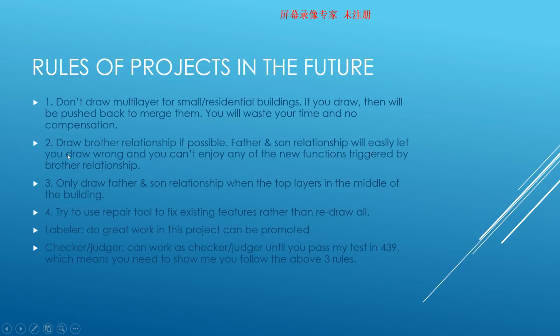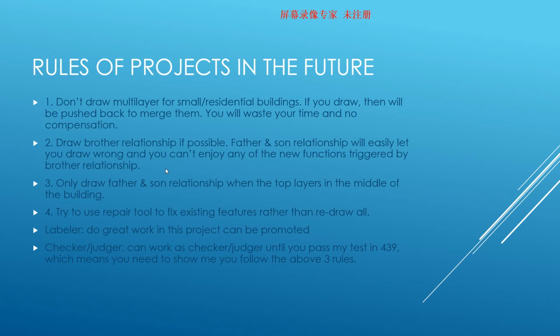And then the second rule is draw brother relationship if possible. Father and son relationship will easily let you draw wrong, and you can enjoy any of the new functions triggered by brother relationship. This is the most important part, okay? Our new functions help people to avoid topology errors and also help you to increase the speed. So if you can draw brother relationship, you need to draw brother relationship, okay?